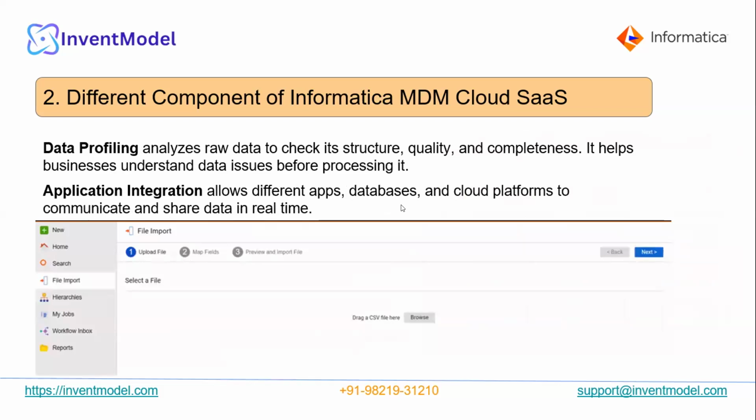Yeah. Data profiling will basically analyze data to check its structure, quality, and completeness before processing. It helps in detecting missing values, duplicates, and inconsistencies before using the data for business operations. Okay, and application integration. It allows different apps, databases, and cloud platforms to communicate and share data in real time. It ensures that changes in one system automatically reflect in other connected systems.